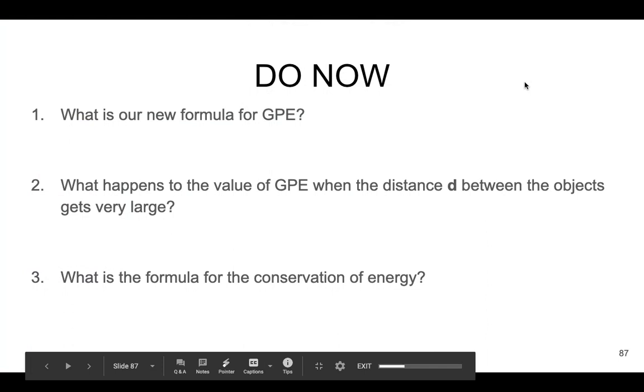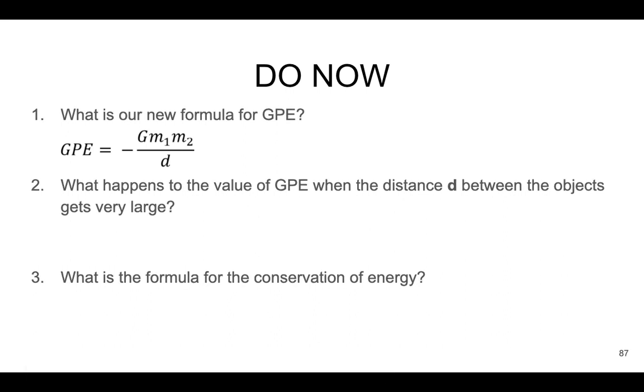So what is the new formula for GPE we learned in the last part? It's this one. GPE is equal to minus G M1 M2 over D. And a couple of things to point out real quick. One is this negative sign. You need this negative sign. Under this formula, GPE will always be negative or possibly very, very small and very close to zero, and we'll just call it zero. And the other thing to point out is the right side of this equation looks a whole lot like our formula for force due to gravity. The only difference is this isn't squared.